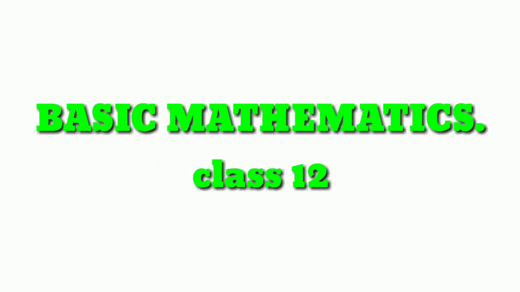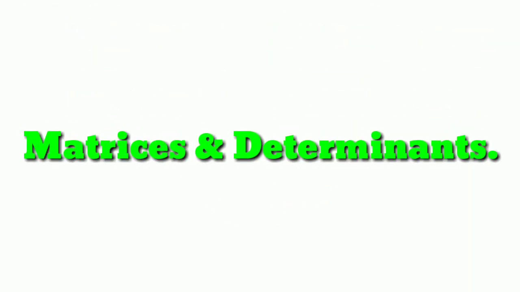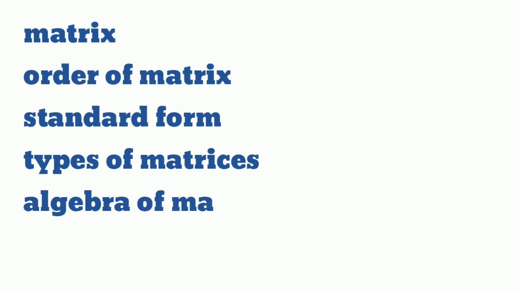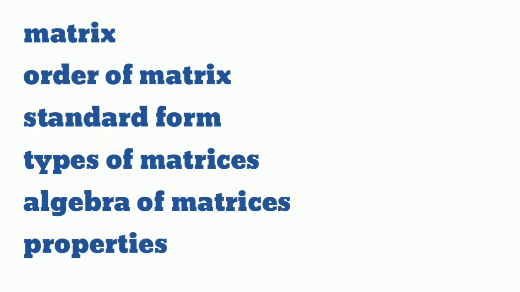Basic Mathematics, Class 12. Chapter 1, Matrices and Determinants. In this video, we are going to learn what is a matrix, order of a matrix, standard form of a matrix, types of matrices, algebra of matrices, and some properties.